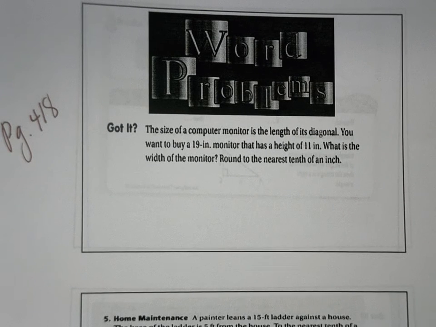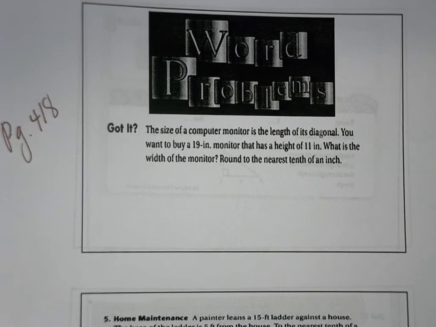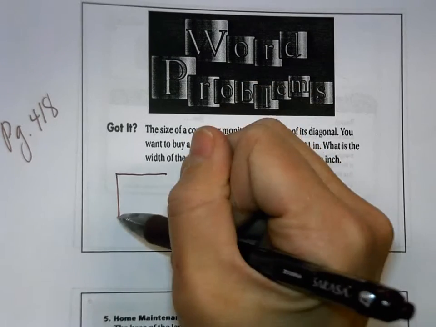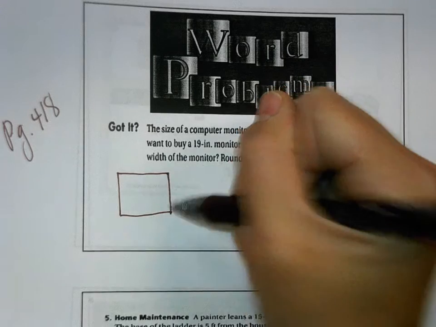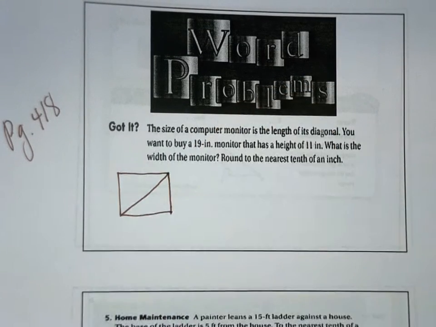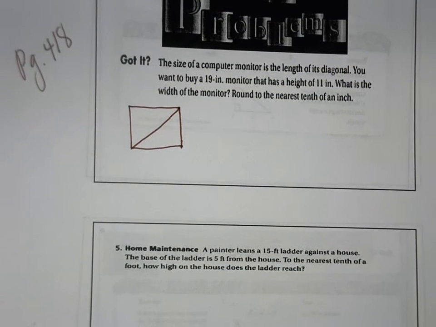Okay, so we have a word problem here. It says the size of a computer monitor is the length of its diagonal. You want to buy a 19-inch monitor that has a height of 11 inches. What is the width of the monitor? Round to the nearest tenth of an inch. Okay, so we have our computer monitor. We have the diagonal. Everybody okay with this picture so far?